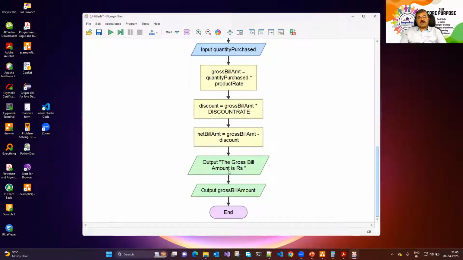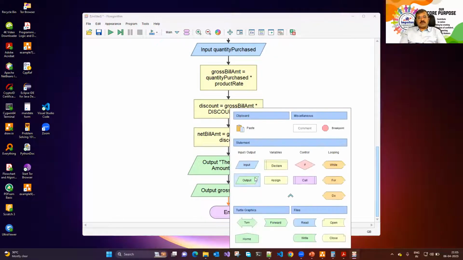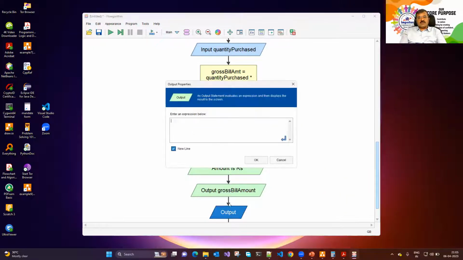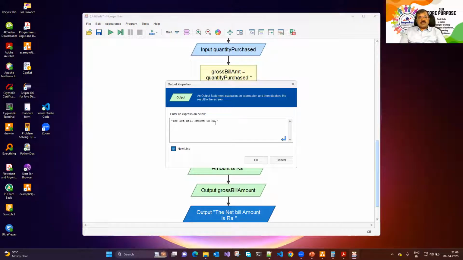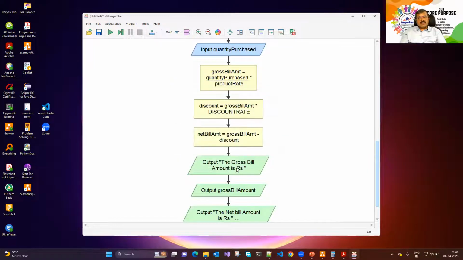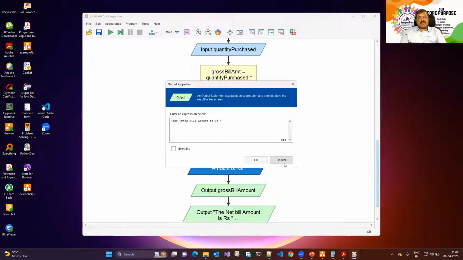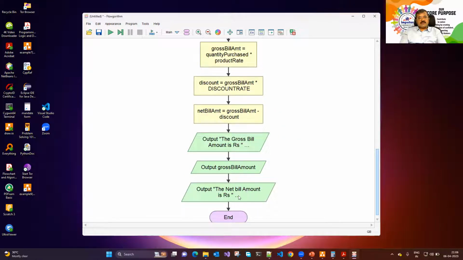The gross bill amount is rupees, and I'll have to give another output statement here for the net bill amount. I'm saying the net bill amount is rupees. I'll just get rid of this new line. Here also I will not use a new line. I want it in the same line. Here there is a new line, after that it should go to the next line.